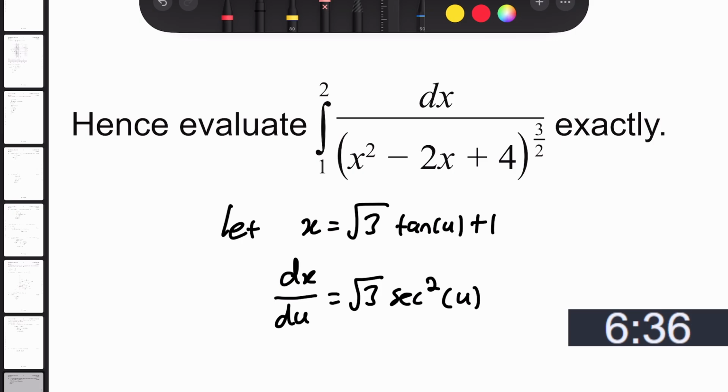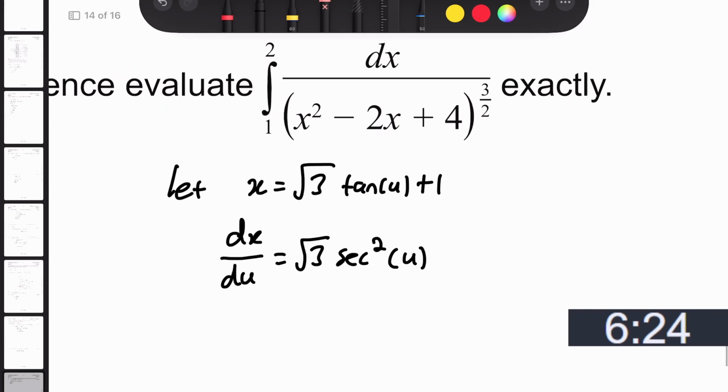Let's make sure that's correct. Do they even give the derivative? Oh, they do. d/dx of tan of x is secant squared of x. Okay.